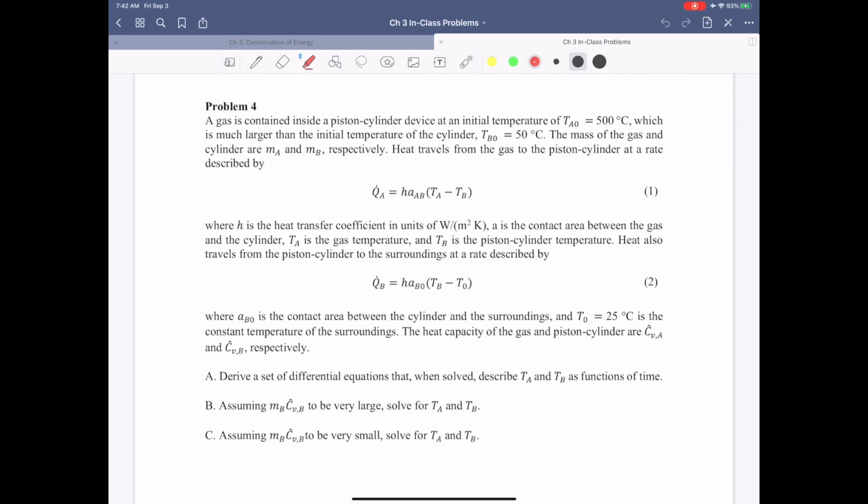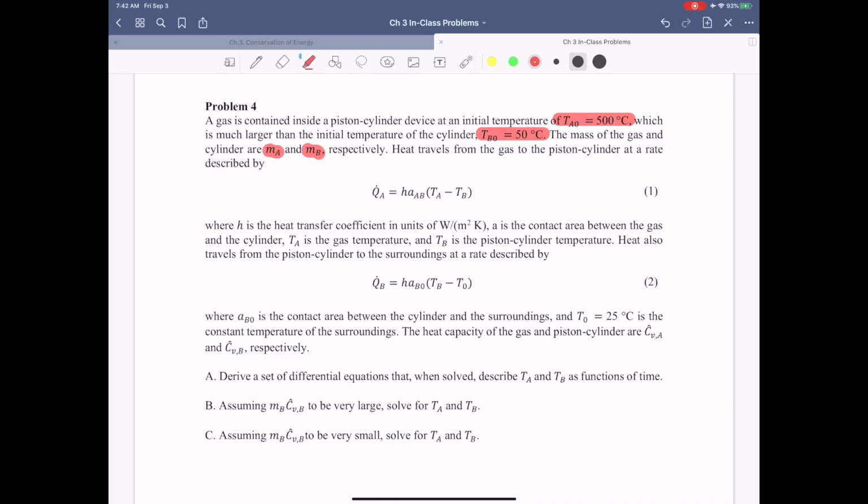In this video, we're going to go over the solution to the Chapter 3 in-class problem number 4. In this problem, we're dealing with a piston cylinder and a gas inside that piston cylinder. The gas is initially at a temperature of about 500 degrees C, and the cylinder itself is at an initial temperature of 50 degrees C. Both the mass of the gas and the mass of the cylinder are MA and MB respectively.